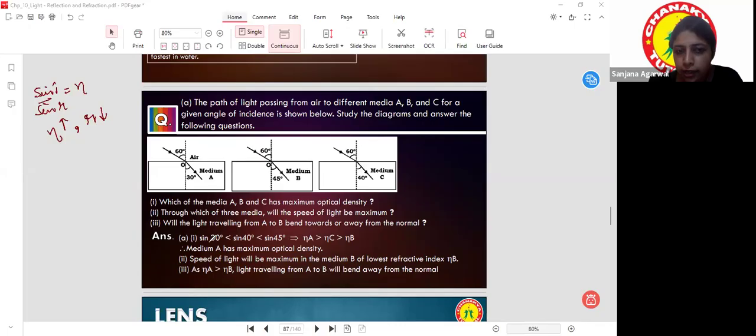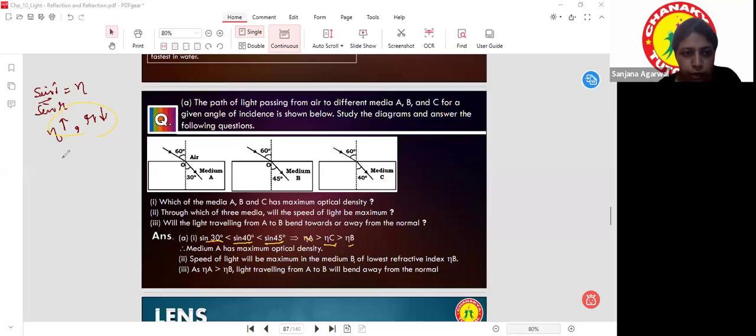For A, 30 degrees. Sine 30 is least, then sine 40, then sine 45. So that means refractive index of A is greater as per this relation, then refractive index of C, and then refractive index of B. Through which of the three media will the speed of light be maximum? Speed of light is maximum in medium B of lowest refractive index.